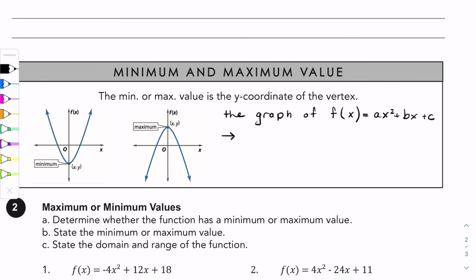If the graph opens up and has a minimum value, then the a value of your graph is going to be greater than 0. When the graph opens down and has a maximum value, your a value is going to be less than 0.